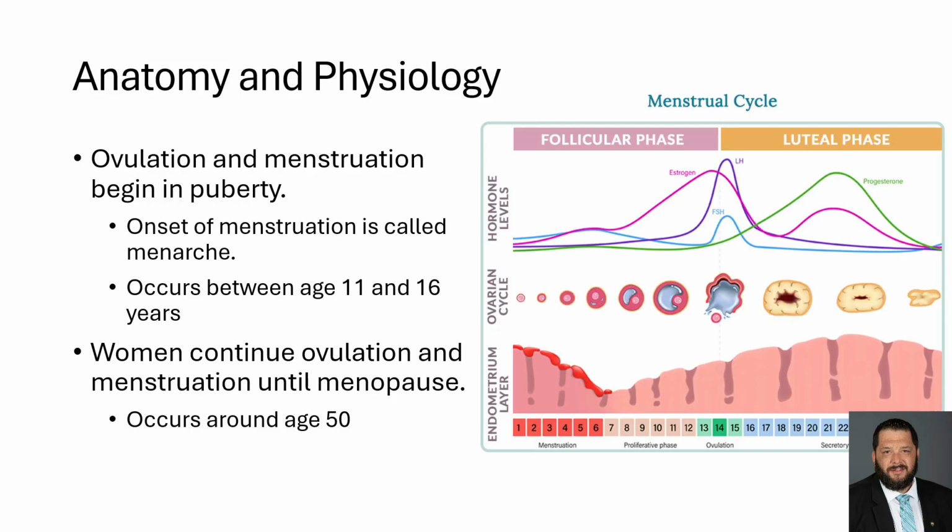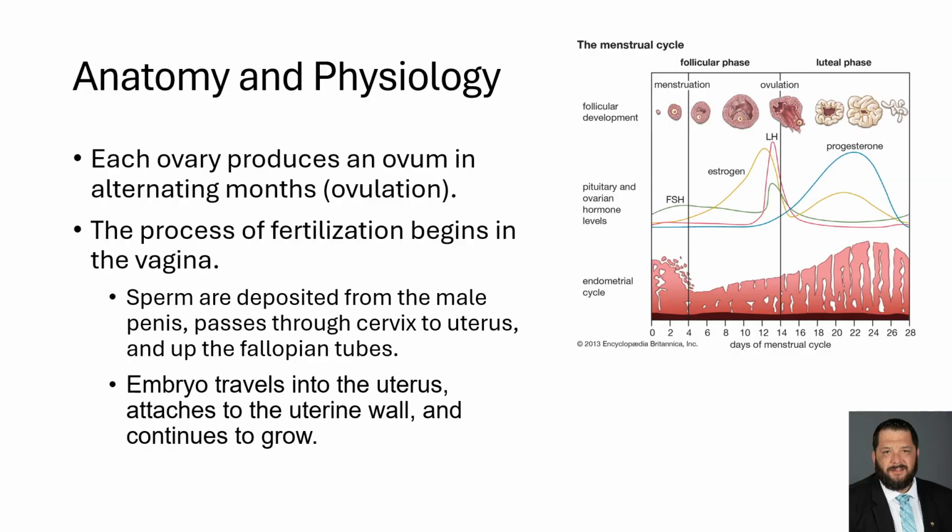Once menstruation begins, the female patient is capable of carrying a fertilized egg. And so there is a potential for pregnancy-related complications in any patient that has begun menstruation and engaged in sexual activity. Women continue ovulation and menstruation until menopause, which typically occurs around age 50. Each ovary produces an ovum in alternating months, and this process is called ovulation.